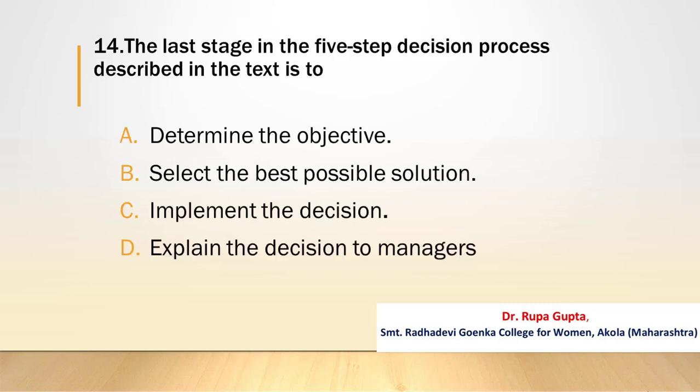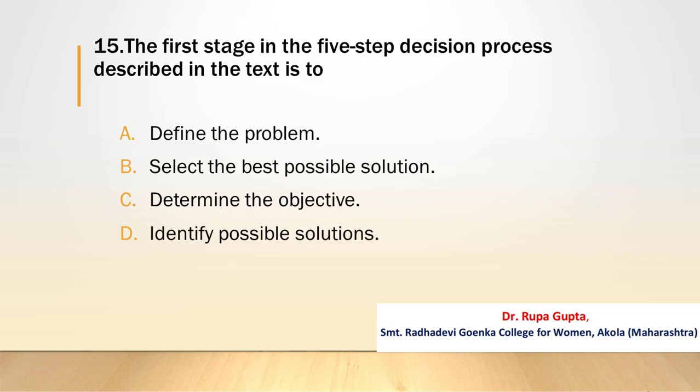Question number 14. The last stage in the 5-step decision process described in the text is to: Option A. Determine the objectives, B. Select the best possible solution, C. Implement the decision, D. Explain the decision to managers. And the correct answer is C, that is implement the decision.